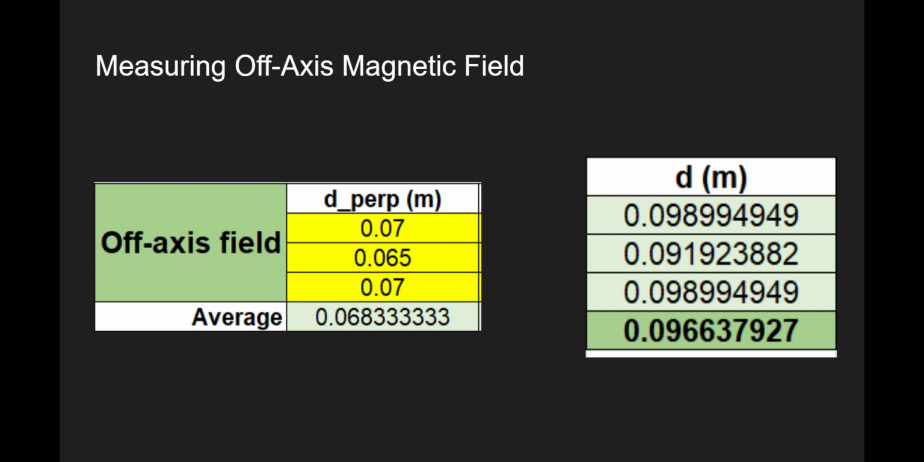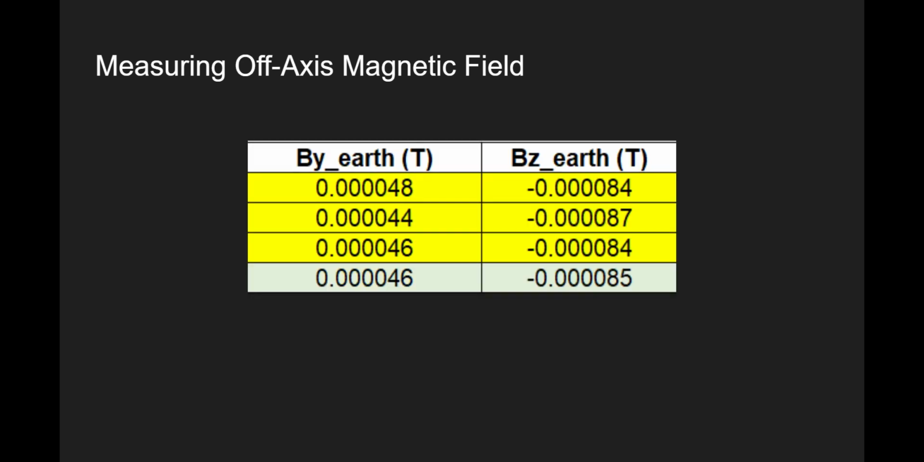To measure the magnetic field off of the main axis, I first moved the magnet a distance away from the magnetometer to where the net magnetic field would read 100 microteslas. This was roughly 7 centimeters. Once this was done, I recorded the Y and Z values of the magnetic field for later calculation.